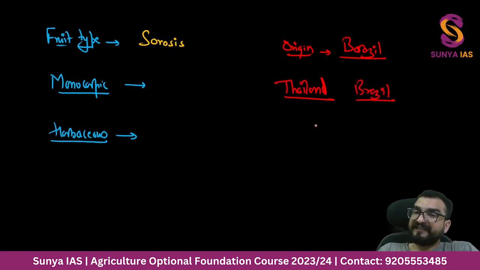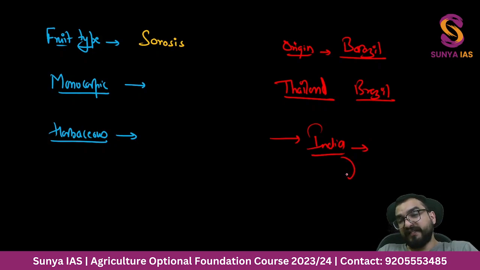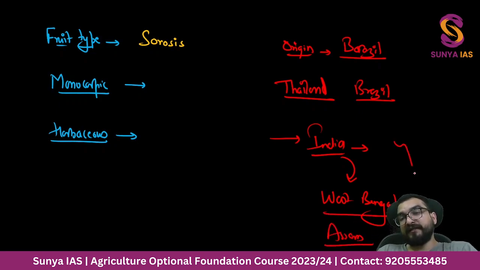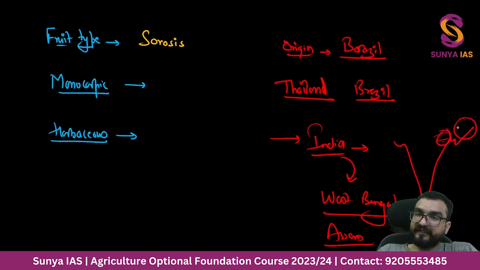India is in the 7th place, no need to remember. But in India, production is comparatively less. And which state produces the most pineapple? West Bengal. Another state, Assam. So what you are understanding is that East India and Northeast India are basically engaged in pineapple plantation.